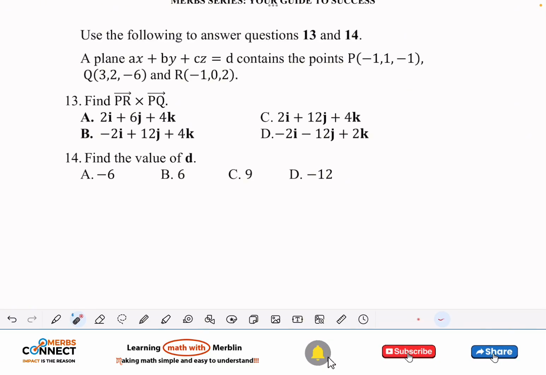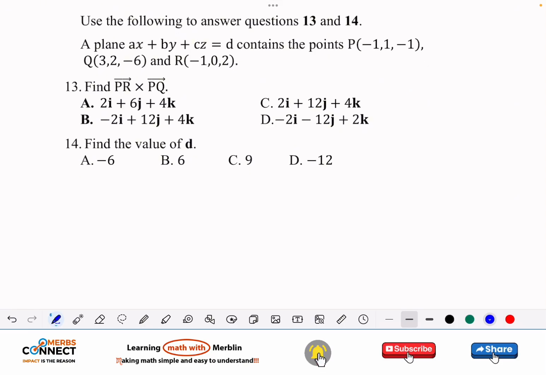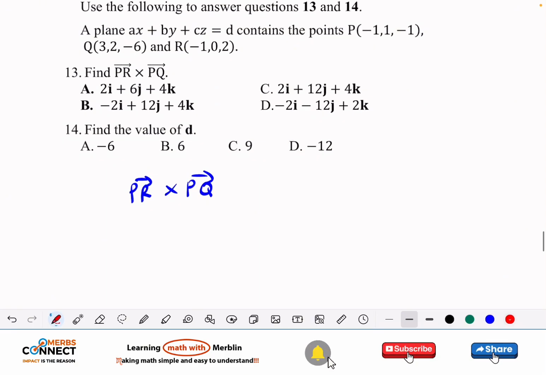Now, question 13, we want to find vector PR cross vector PQ. So maybe I can give you this to solve. Yes, you can do it, I'm sure. Or let's do it and see what you are going to get from here. So since we need vector PR cross vector PQ, we know what to do. We need to find for this. This is R minus P, right?